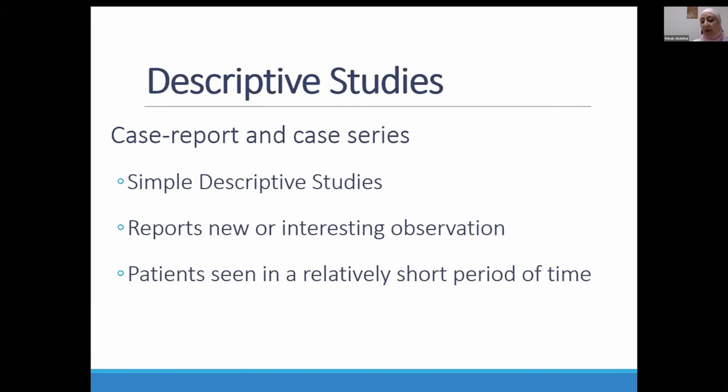They report new and interesting observations, and the patients are seen in a relatively short period of time. So if I find a certain observation that I have never seen before, it's not written in the literature, there is no documentation of this before, I can report this as a case report or a case series. And the only limitation for case report and case series is that they are not a truly planned study. They just come by coincidence.